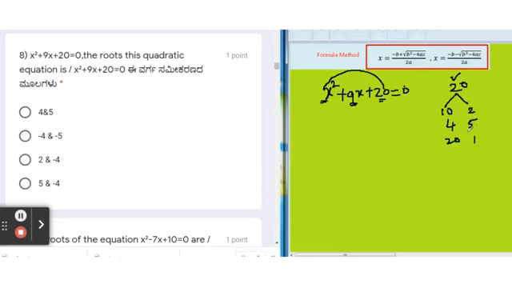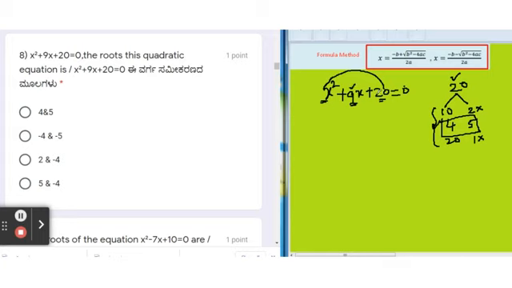These are the factors. I'm not choosing 10 twos or 20 ones. I'm choosing 4 and 5. The reason is 4 plus 5 is 9, which is the middle term. So these are all the factors of 20. I'm not rejecting them, but I'm choosing 4 and 5 only because if I add or subtract them, with 4 and 5 I'm getting the middle term.